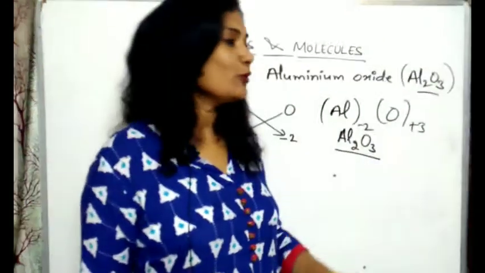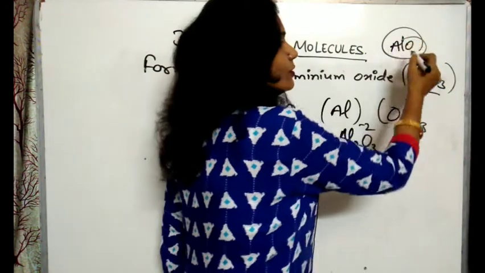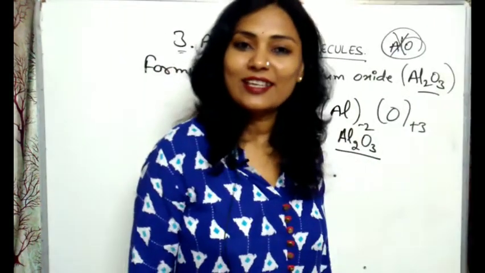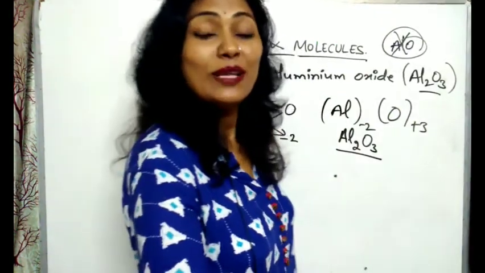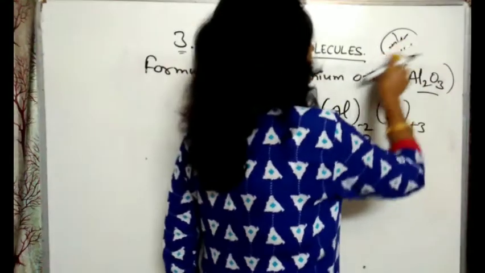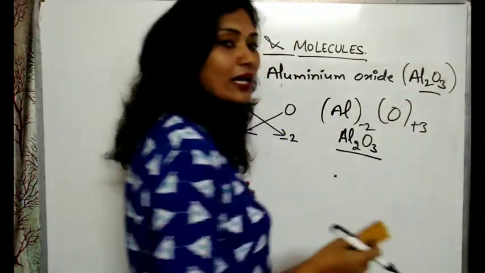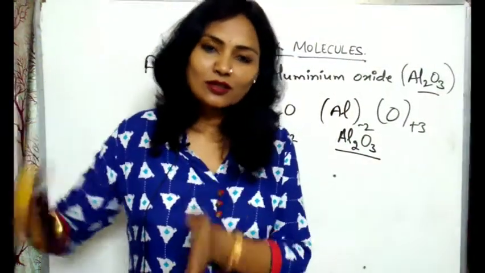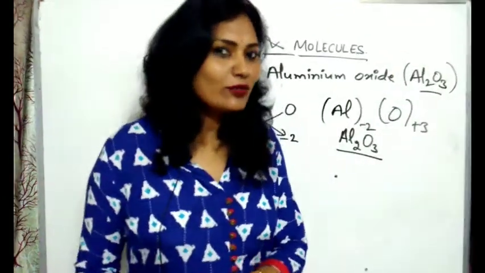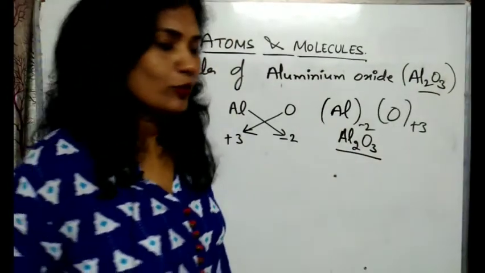Sometimes what happens? You may write the formula of aluminium oxide as AlO. So it will become wrong. Why? Because its valency is different. So please write the formula according to these rules. First you will write the symbol of the elements. After that you will write the valency of the elements at the base of the element and cross the valency and write the formula.